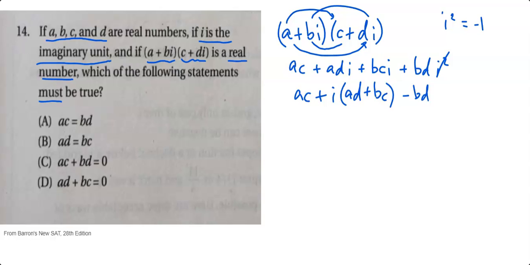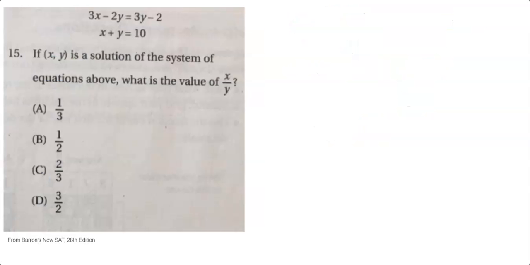Now they tell us that the result is a purely real number. So that means this whole thing here is going to equal 0. So AD plus BC equals 0, because that will cancel out the imaginary part, and you're just left with AC minus BD as the real number. So it must be true that AD plus BC equals 0. All right, let's go to the next one.